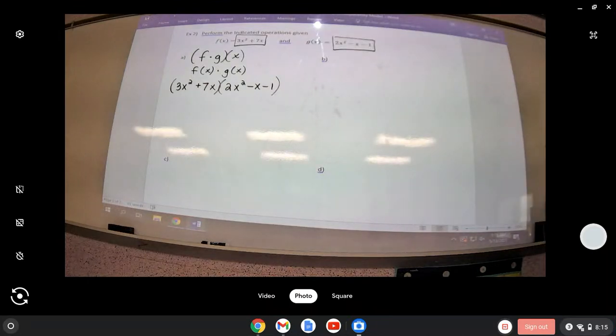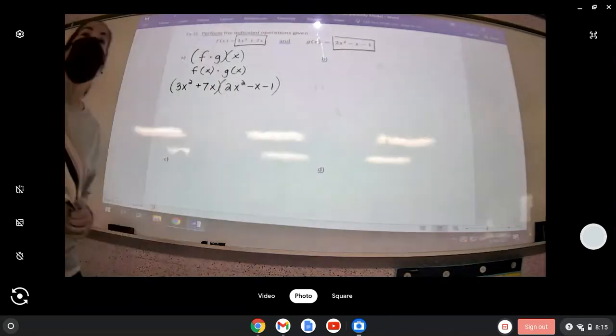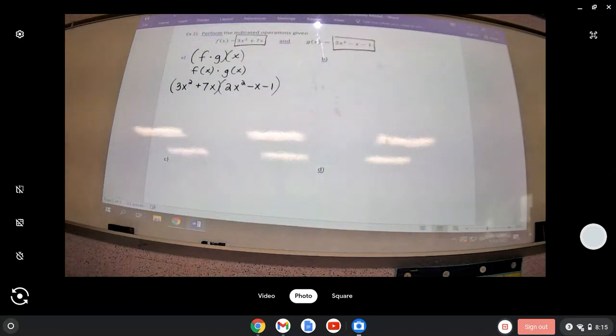So that's what we're doing. So you're distributing, a lot of distribution. Watch your signs, watch your multiplying, watch your adding of the exponents.